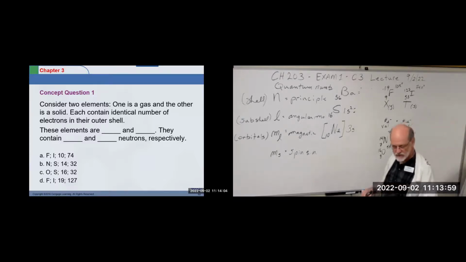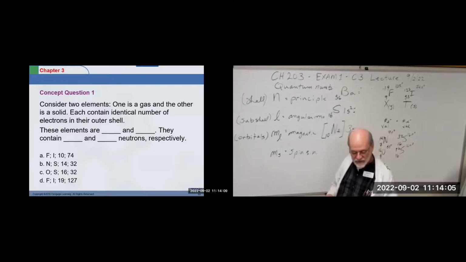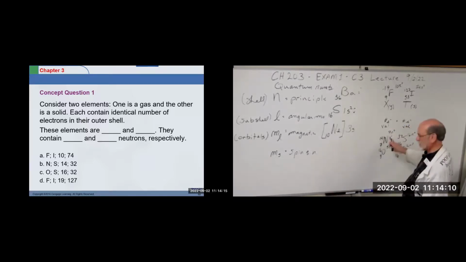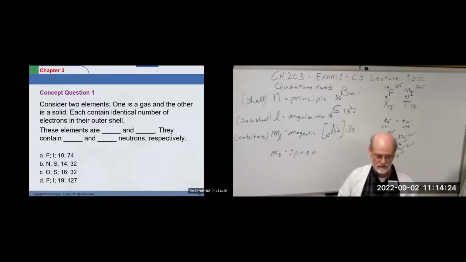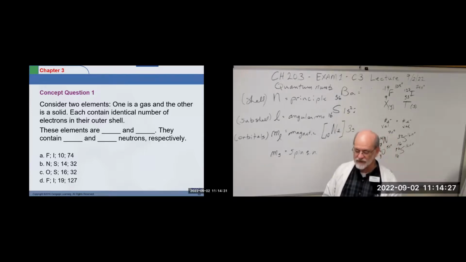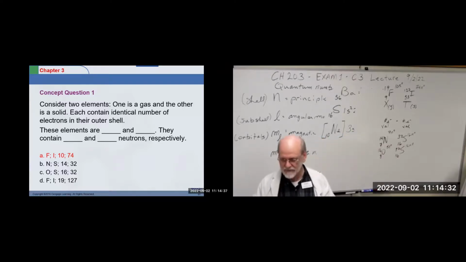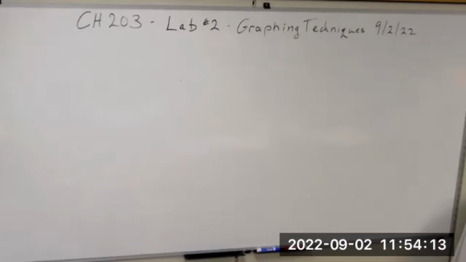Okay, now which one does that match? 10 and 74? Yeah, the first one hit it. Because 14, nope, that's not right. 14, nope. 16 for oxygen, nope. 19 for, what they're doing in B, C, and D is giving you the mass number, not the number of neutrons. The only one that's got the right number of neutrons is A, correct? So we just solved the type of problem you might see on an exam.